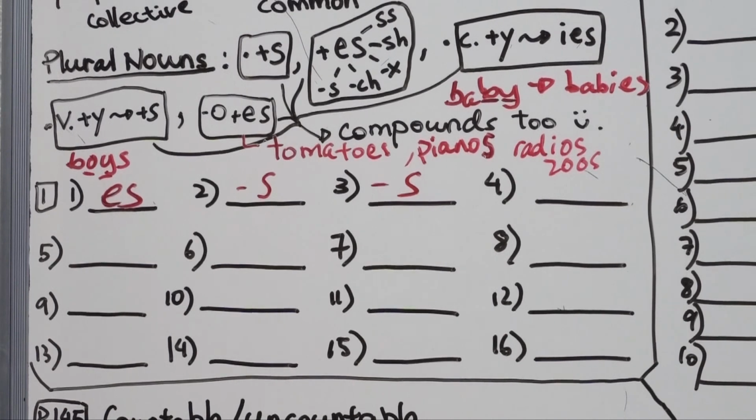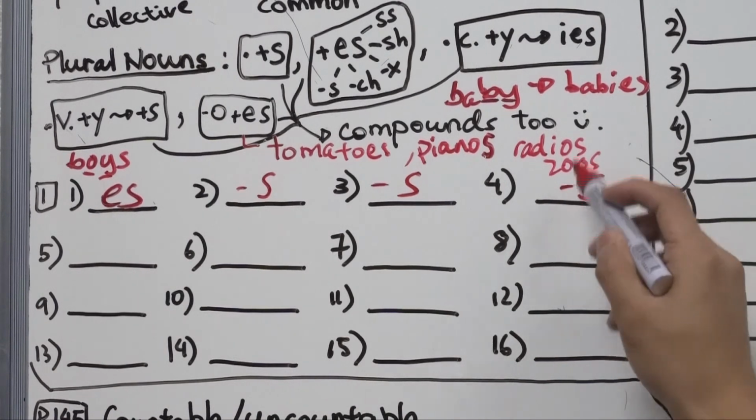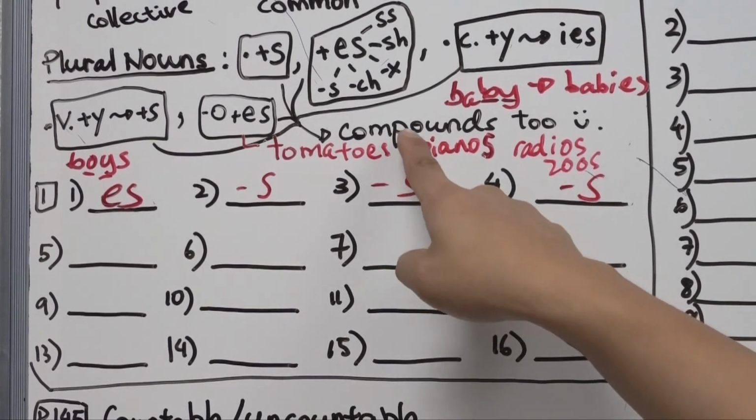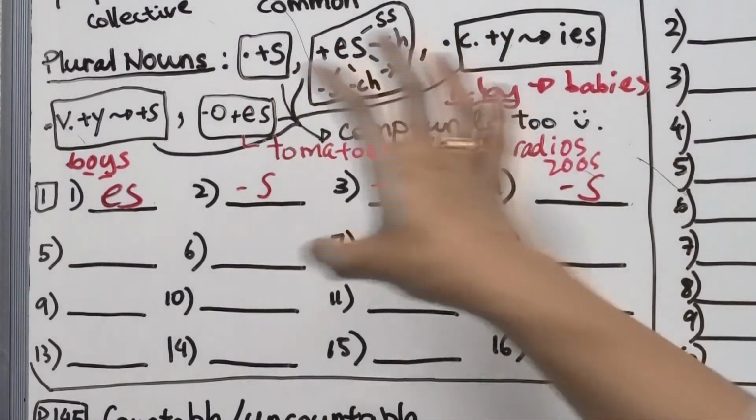Next one, dessert spoon. This is what we call a compound noun. Compound means to put together. Dessert spoon, add S, dessert spoons. Now that we've come across a compound noun, let me talk to you about it a little bit. Compound means to put two things together.